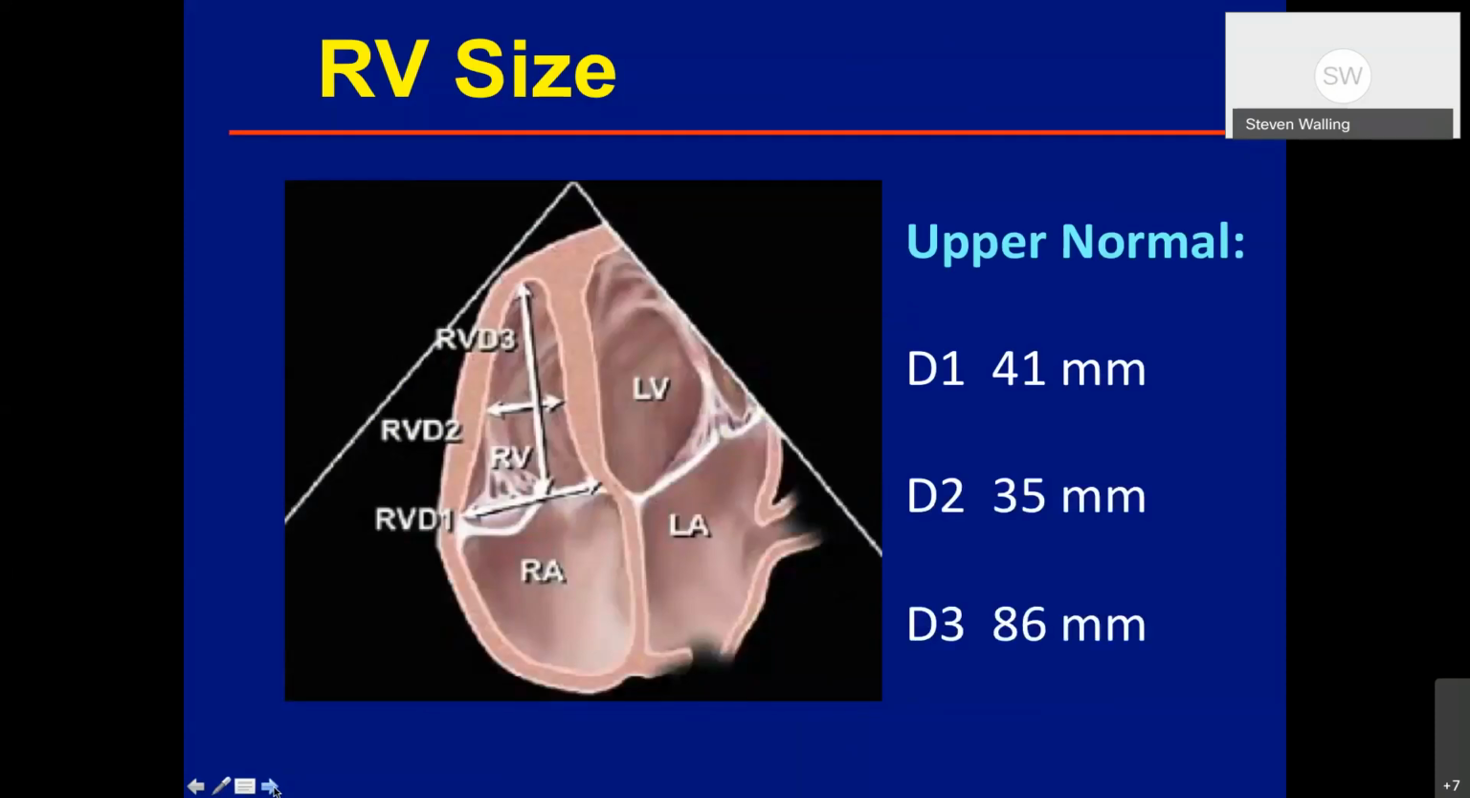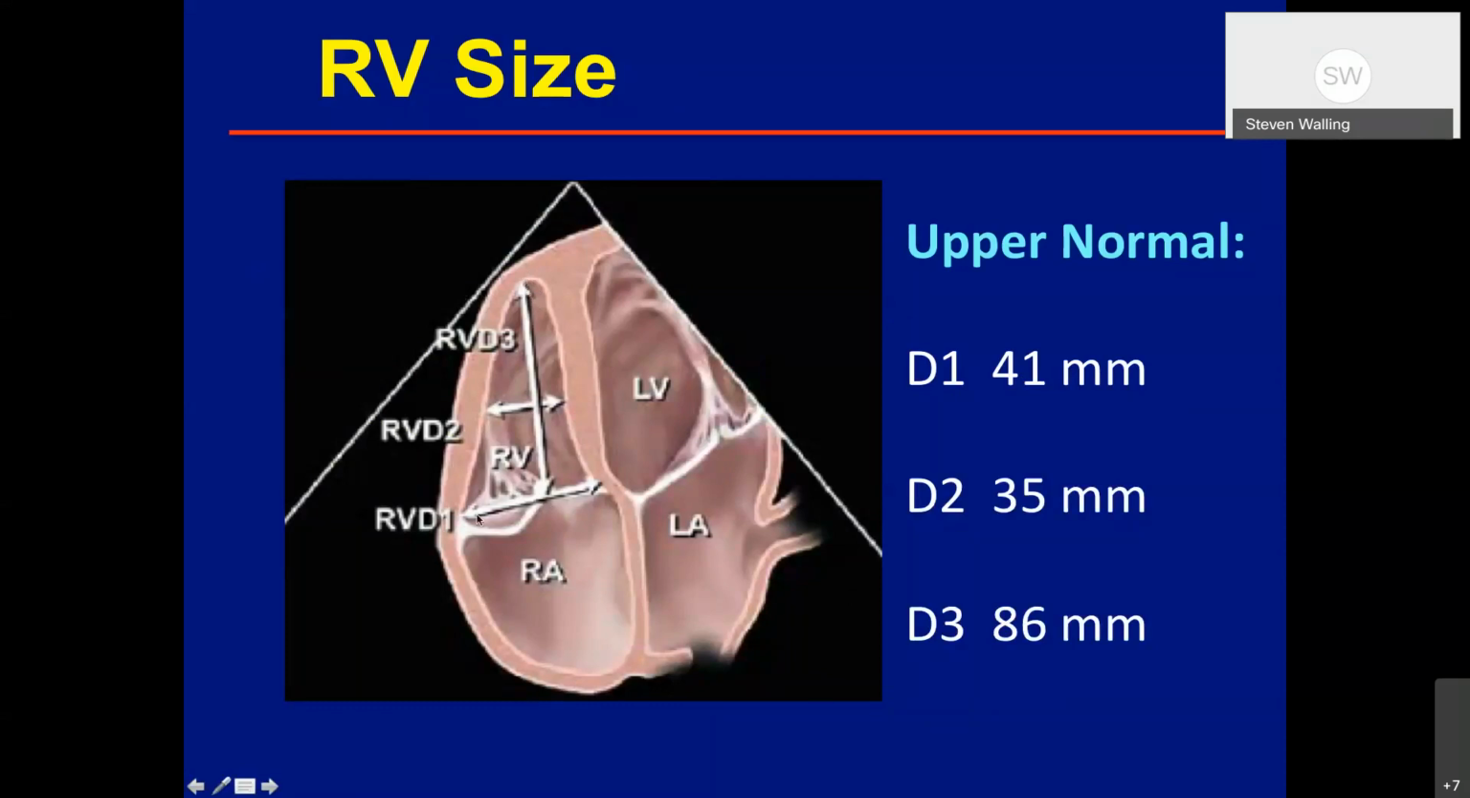And this is the apical 4-chamber view, and it gives you dimensions 1, 2, and 3, which is the longitudinal. The size is 41 at the base, 35 at the mid segment, and the longitudinal is 86. So those are the linear numbers.